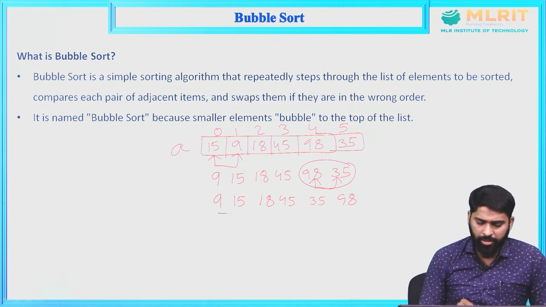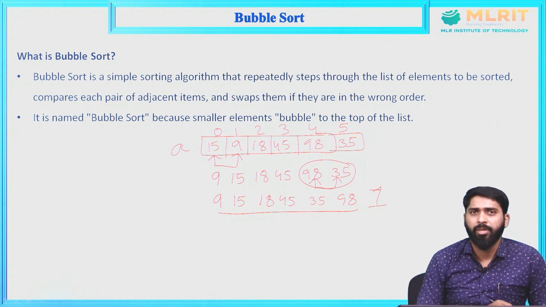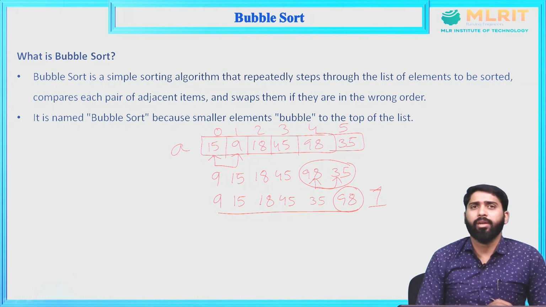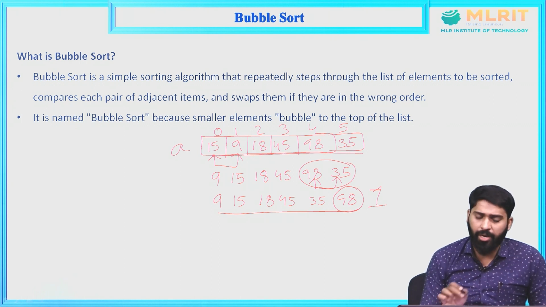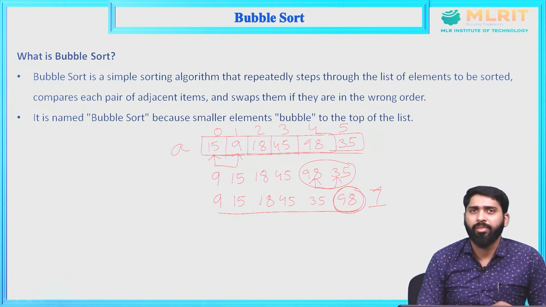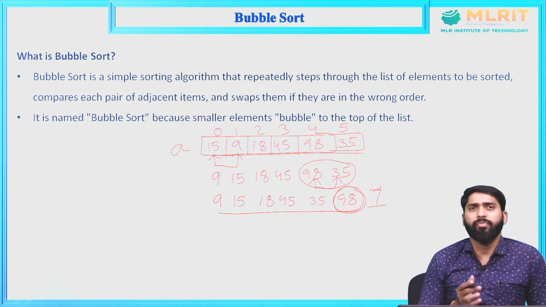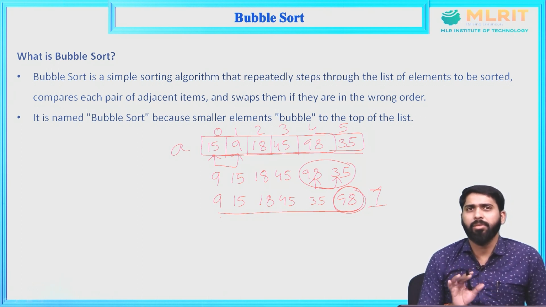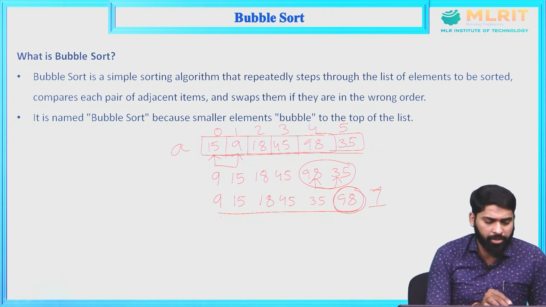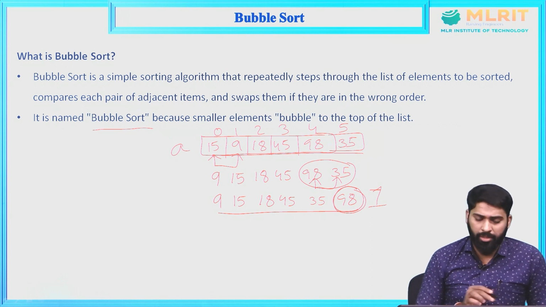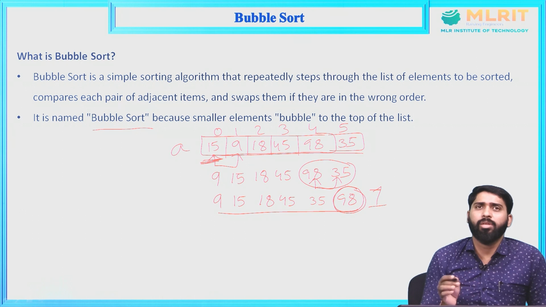Now this is the result after the first iteration. In bubble sort, in the first iteration we find the maximum number present in the array. So what is the maximum number in this array? 98. So 98 is stored as the last element in the array. In the next iteration we follow the same procedure. We compare adjacent items, and if the first is greater, then swap. This is the simple algorithm. It is named bubble sort because smaller elements bubble to the top of the list. Top means the 0th location, where we store the small values.